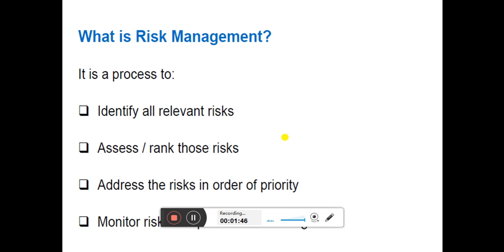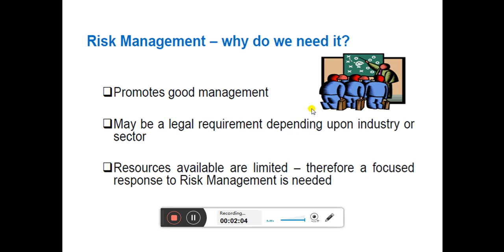Now, if we go to the details, first, what is risk management? It is identifying the risks, which belong to different types, assessing and ranking them, and addressing them in order of priority, then mitigating the risks so that the company can survive. Okay. Next, why is risk management needed? It promotes good management, and it may be a legal requirement depending on the industry or sector. Resources are available on the net, and then you focus on the risk management topic.